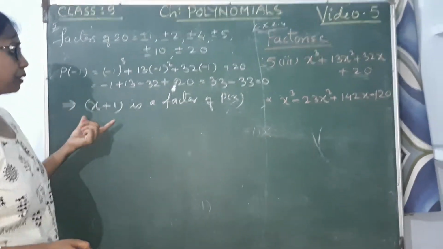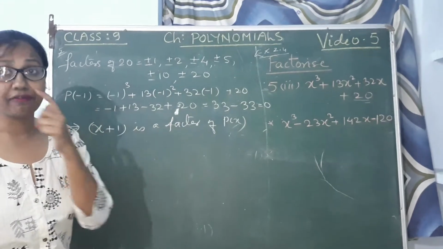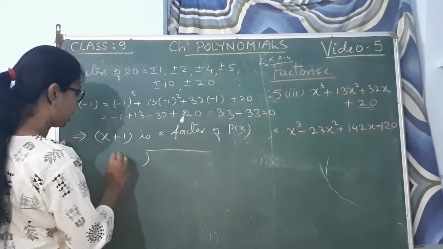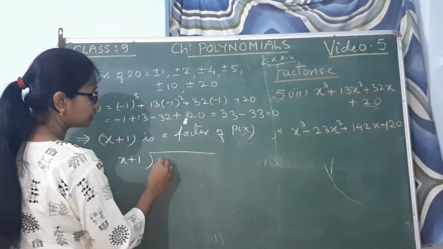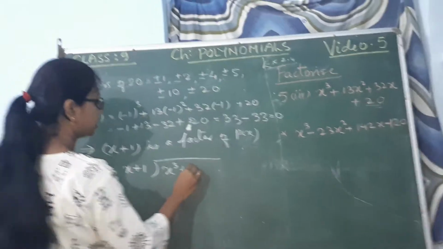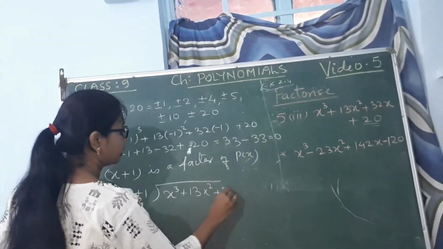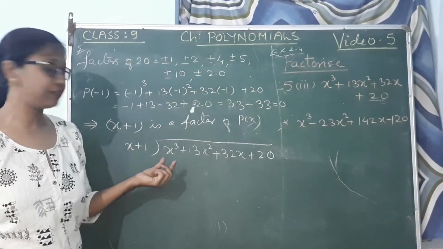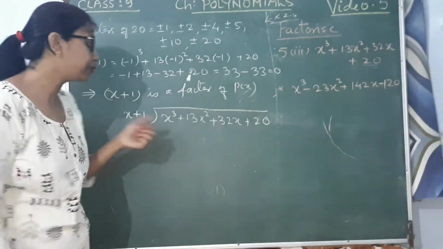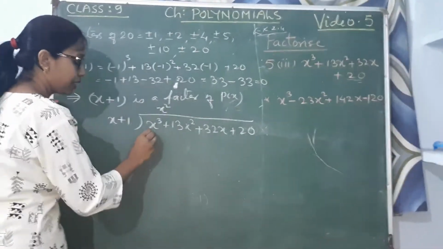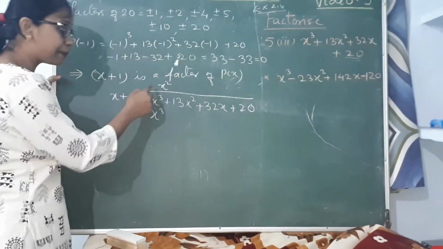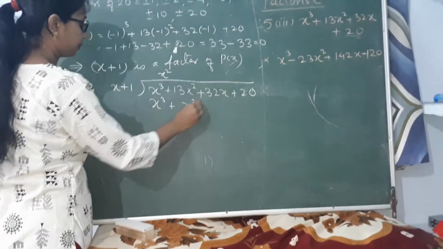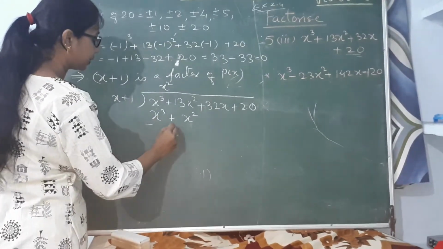So what is the meaning of a factor? This factor completely divides the polynomial. So let us divide the polynomial. X plus 1 into x cube plus 13x square plus 32x plus 20. I hope you know the long division method. X into what gives you x cube? Yes, it is x square. 1 multiplied by x square, write down here, so this is x square. Subtract.